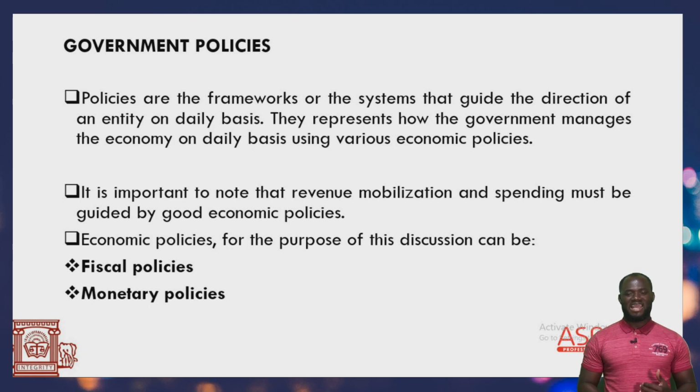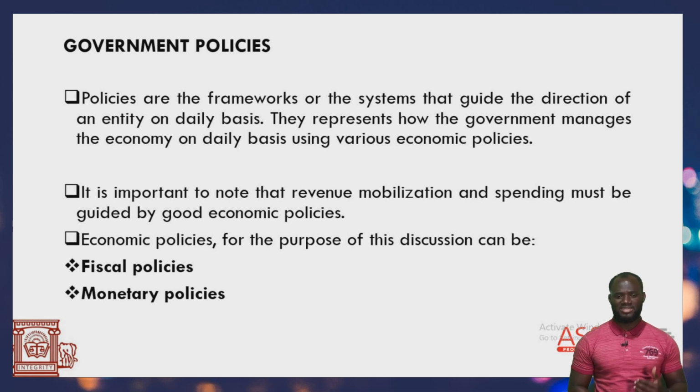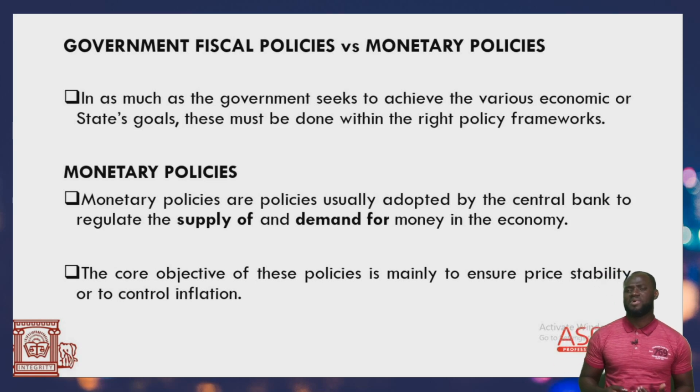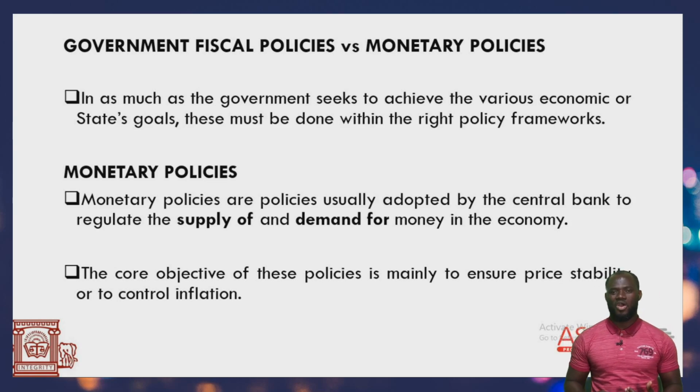Now, the policies that a government may adopt are basically made up of two. We have fiscal policies and monetary policies. These are the policies aimed at helping the government to achieve her macroeconomic objectives or goals, either in the short term, in the medium term, or in the long term. Right. Now let's take a look at how these policies work together to achieve the relevant objectives, and how they can be contrasted.